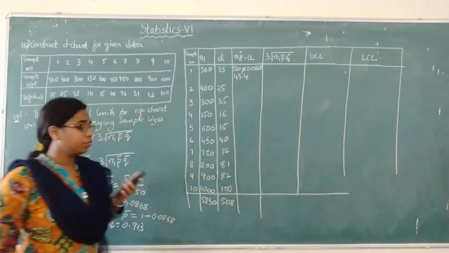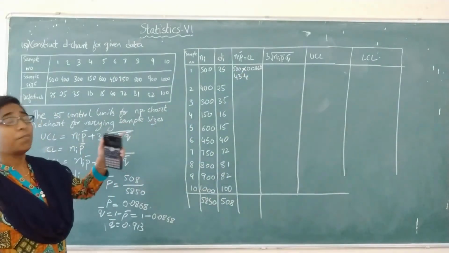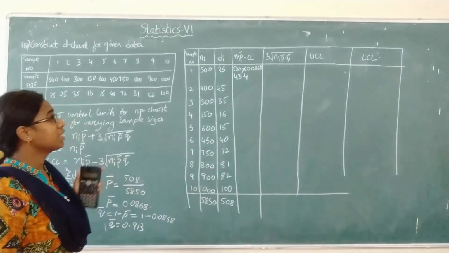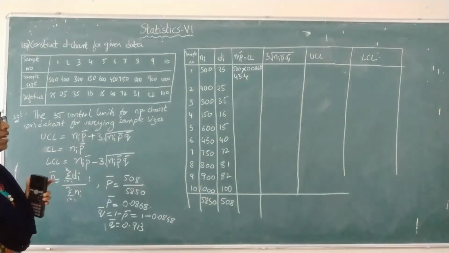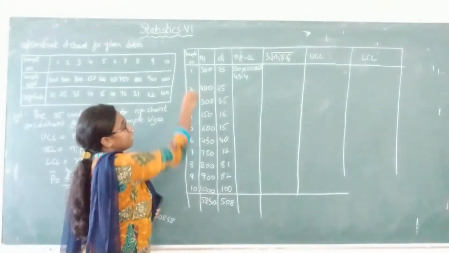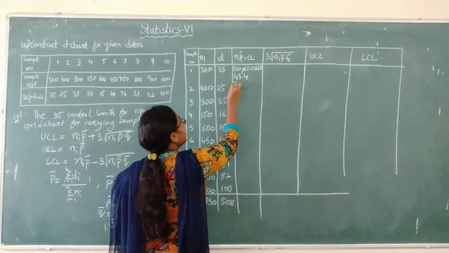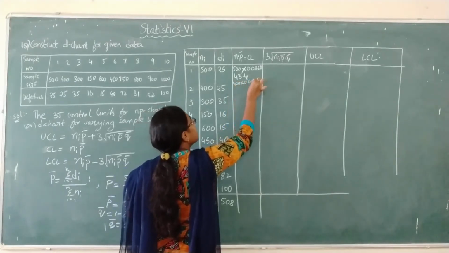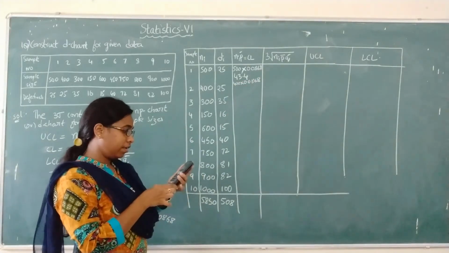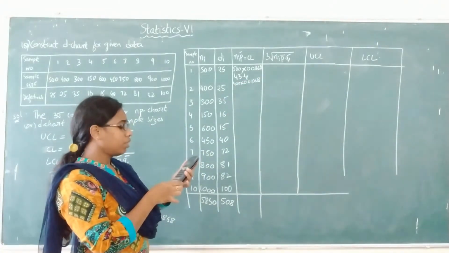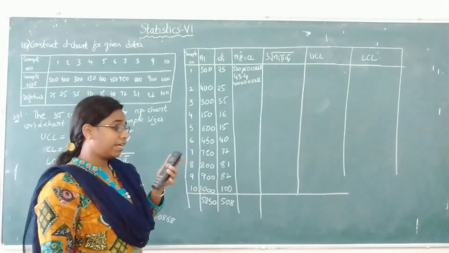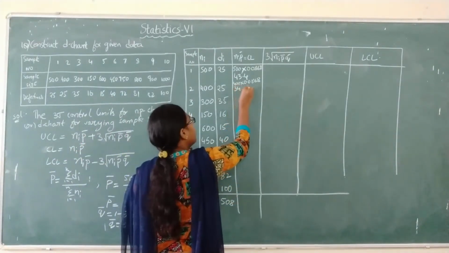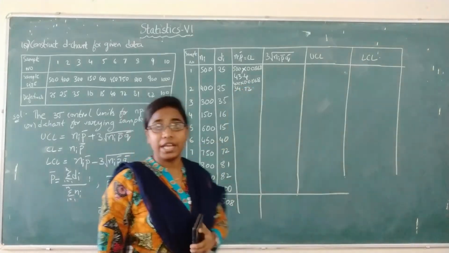Just change the Ni values into Ni into P bar. P bar is a constant value, that is 0.0868, into the sample size 500. For the next value you will get 400 into 0.0868, which is 34.72. Now we got the Ni P bar values.